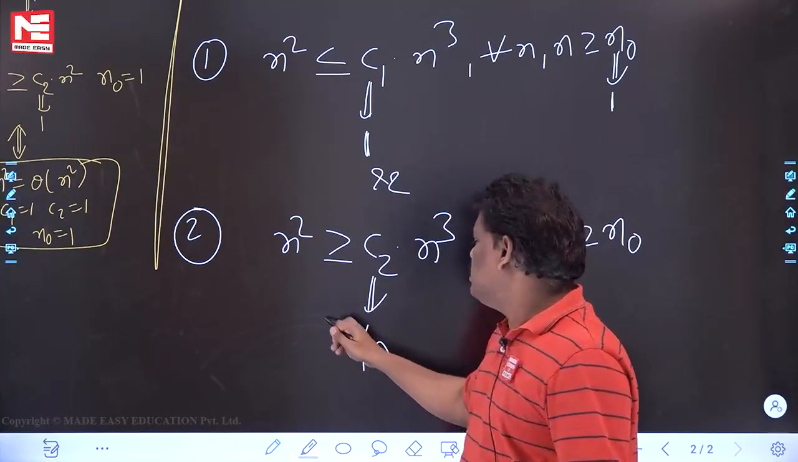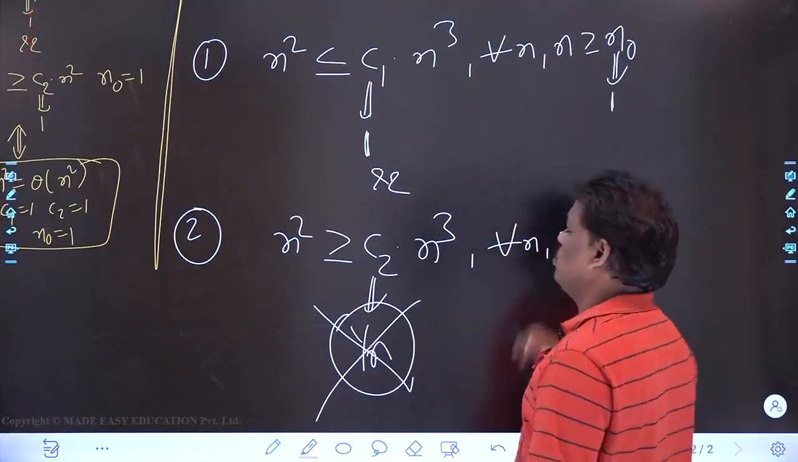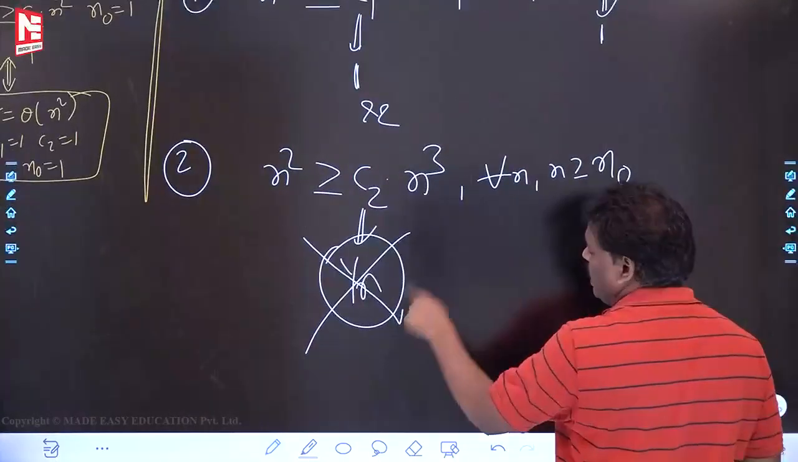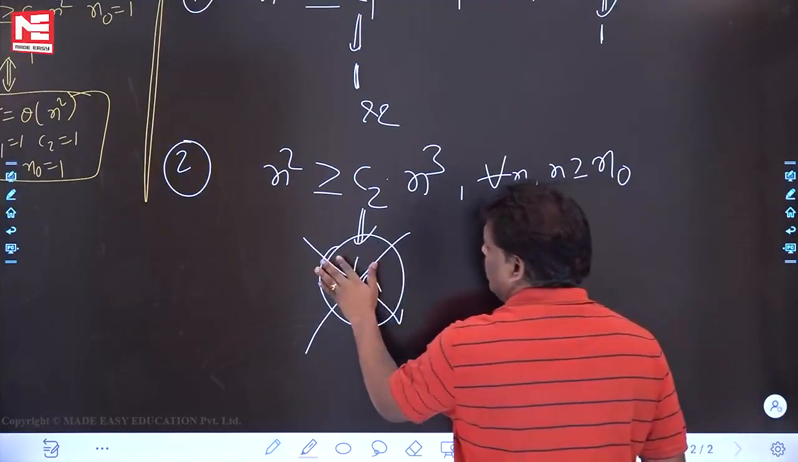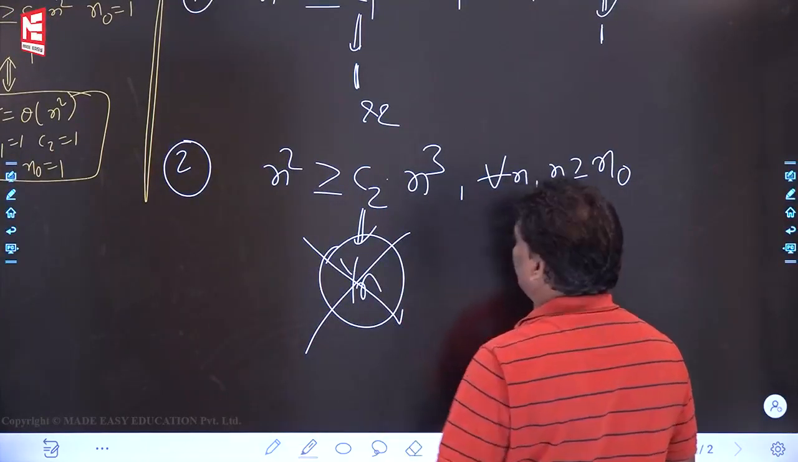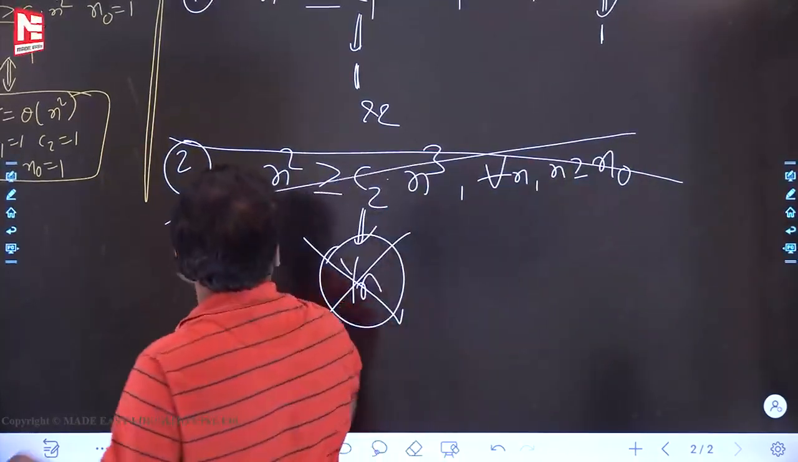But one thing, C2 is a function. It is not a constant. So it is not possible. C2, I have to take 1 by n, which is a function I cannot take. If you don't take a function here, it is not possible at all. So finally, what is the answer? So second one is not possible. So finally, what is the conclusion?